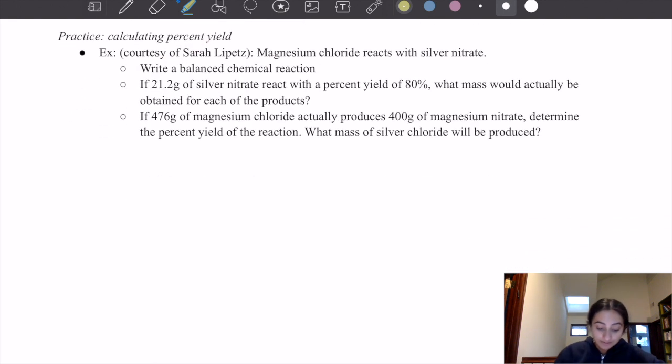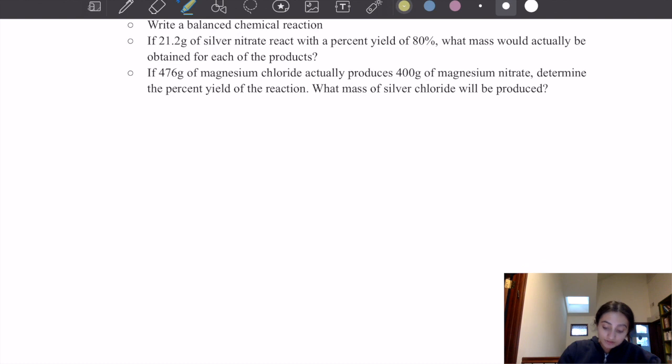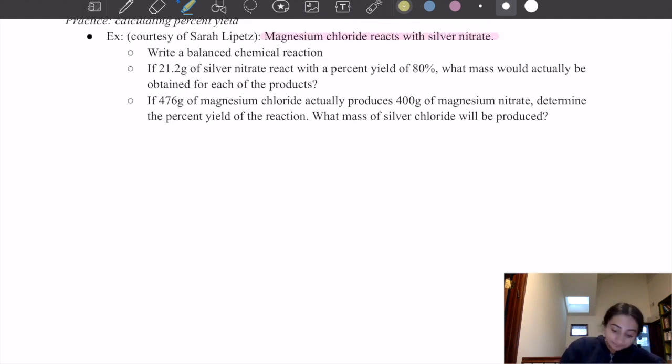So we are going to do an example with calculating percent yield. Our problem is that magnesium chloride reacts with silver nitrate. We are going to write a balanced chemical equation, and we have two questions to answer. If 21.2 grams of silver nitrate reacts with a percent yield of 80%, what mass would actually be obtained for each of the products? And if 476 grams of magnesium chloride actually produces 400 grams of magnesium nitrate, determine the percent yield of the reaction. What mass of silver chloride will be produced? So these are kind of two different situations.